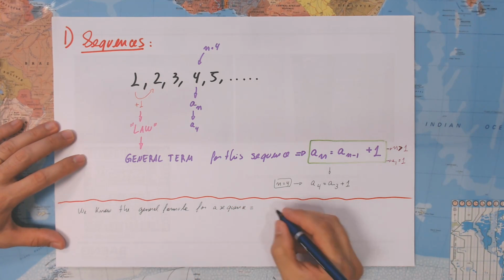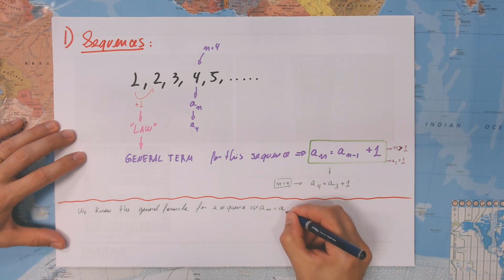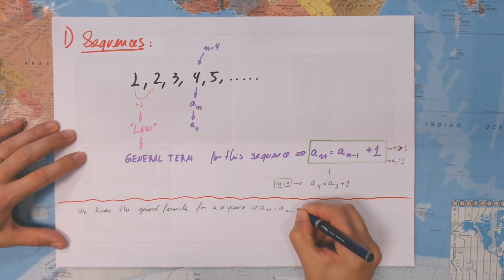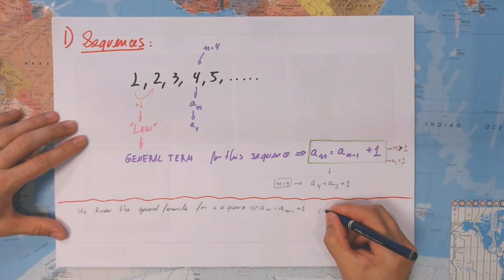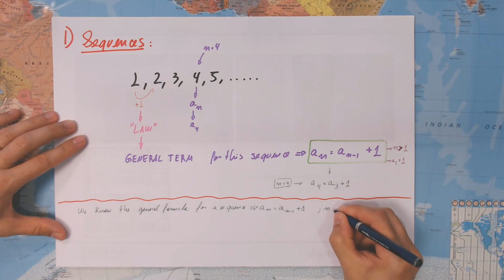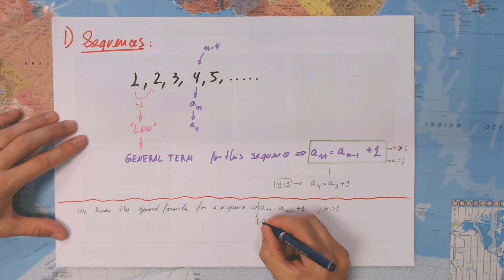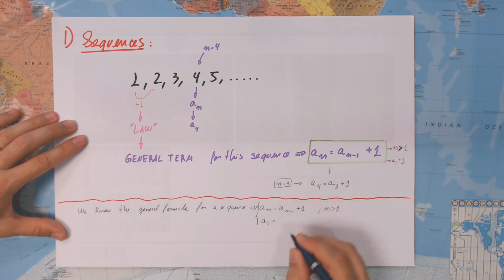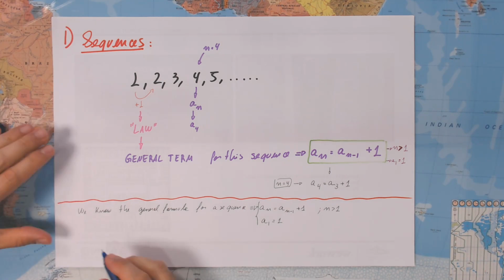It is equal to a sub n minus 1 plus 1 as long as n is bigger than 1, and for that we have also to know that a1 equals 1. Okay, great. Now let's just solve it in blue. Let's solve the exercise.